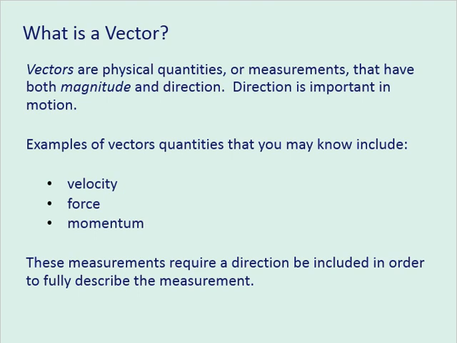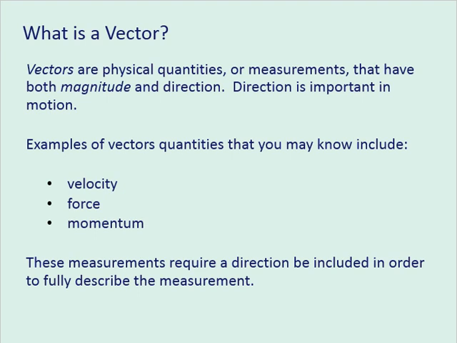Examples of vector quantities you may already know, as far as the words go, are things like velocity, force, momentum. And you may say, well, I already use those words in my everyday language, and I don't worry about direction with them. Well, we have to think about these words in science terms. So when we do use them in class, they have maybe slightly different meanings than the words that you interchange them with.